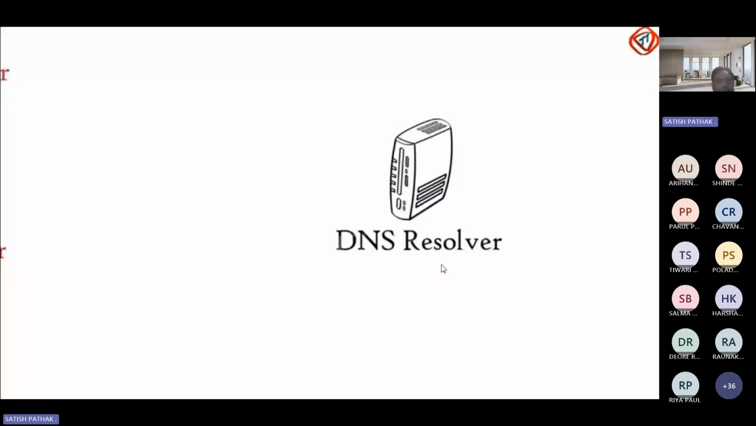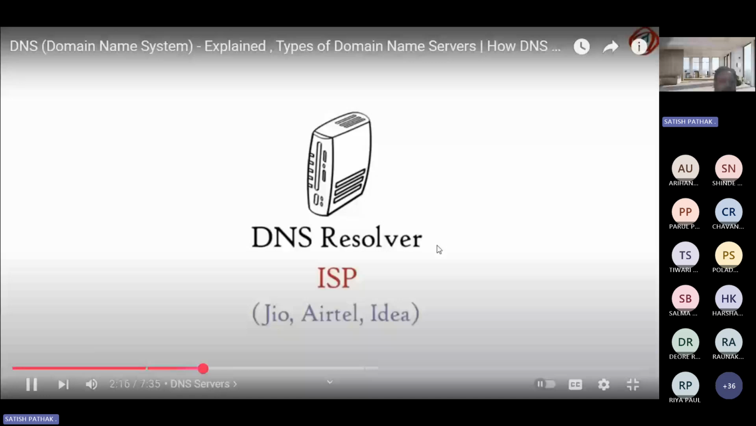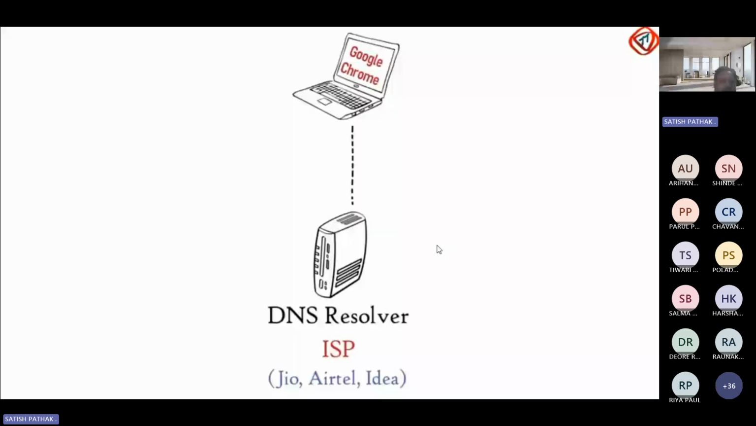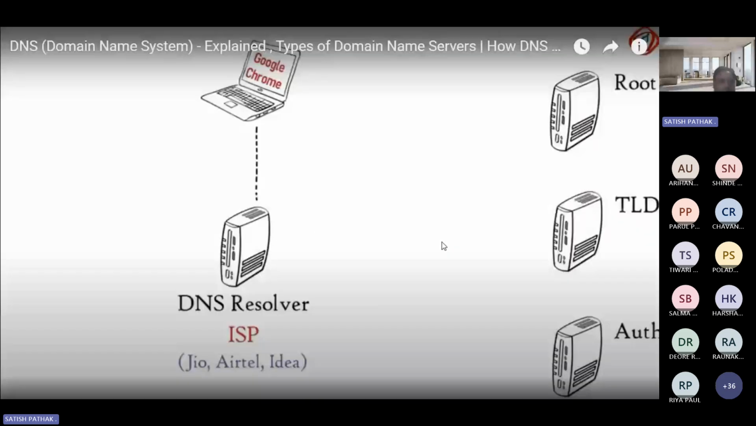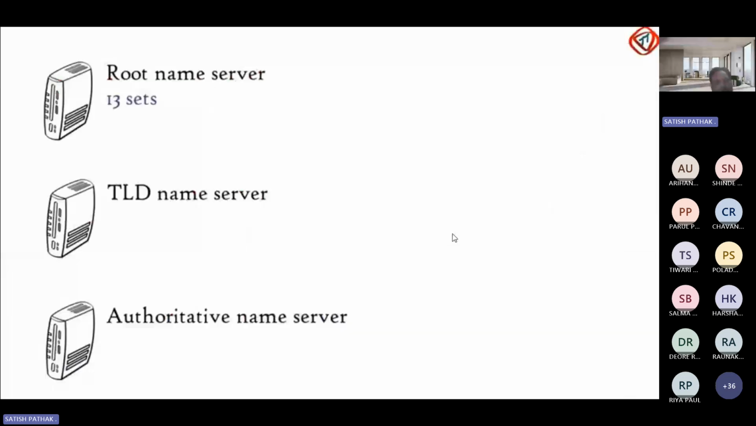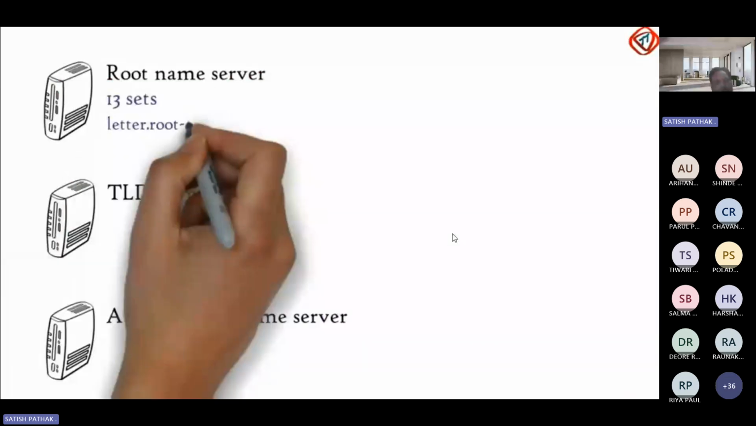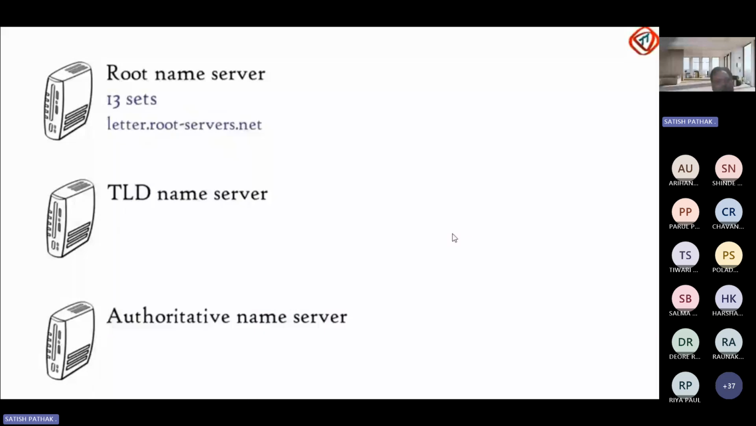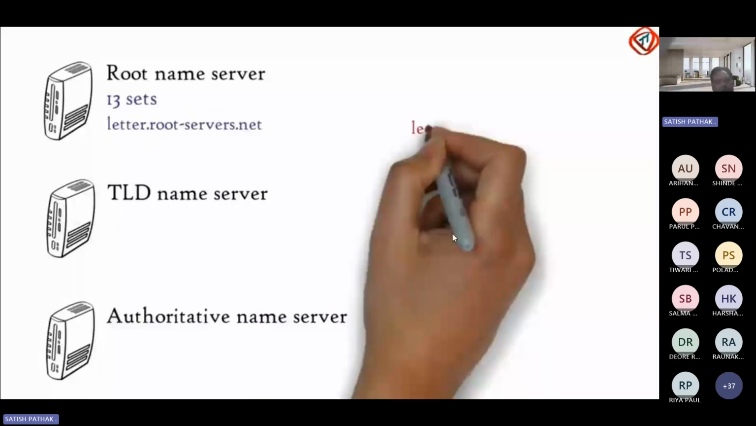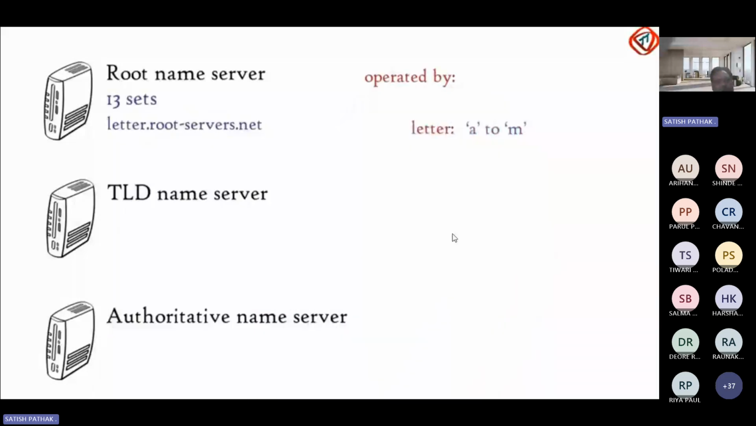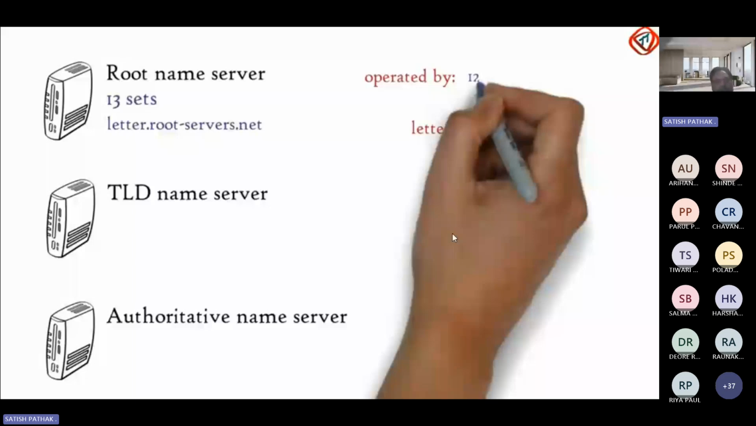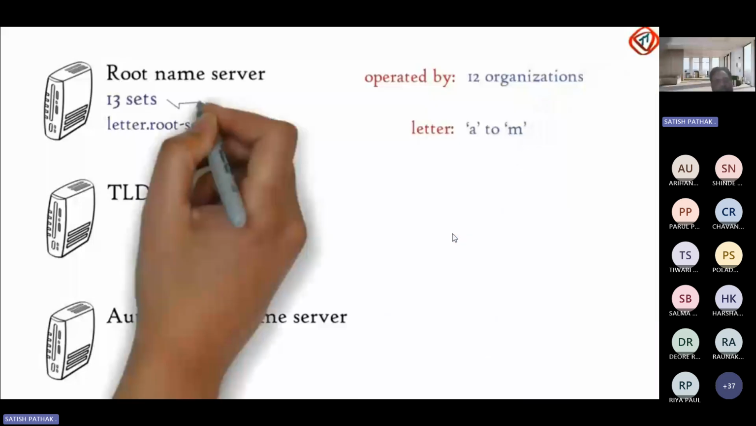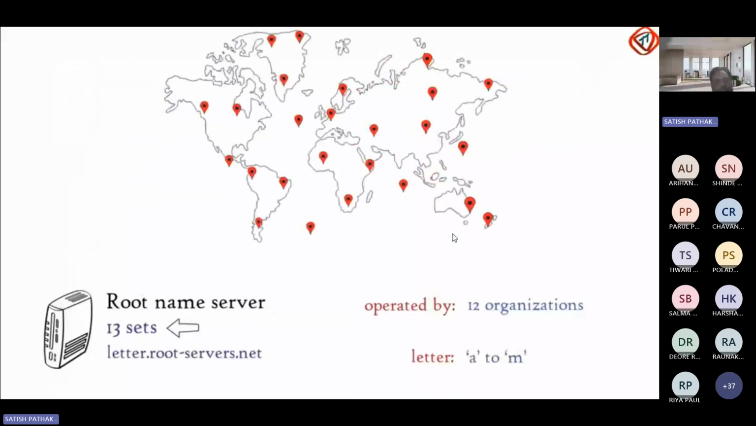The DNS Resolver is provided by the Internet Service Provider. It connects the web browser of our computer to the DNS name servers. There are 13 sets of root name servers, logically named letter.root-servers.net, where letter ranges from A to M, and are operated by 12 different organizations. Each set has a number of servers placed around the world.